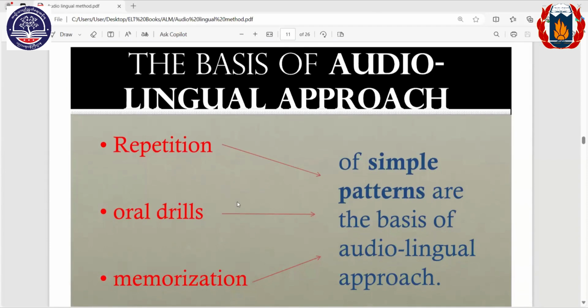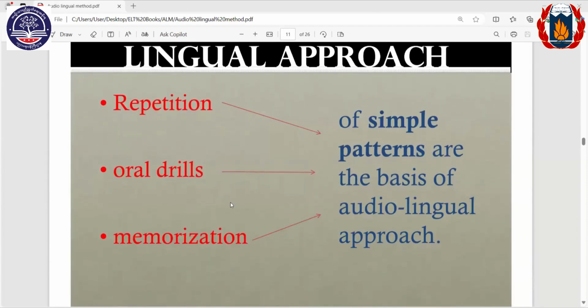That's why the basis is like the repetition and also oral drills and memorization play an important role. That's why students need to repeat again and again the patterns given by the teacher. And oral drills, firstly, the teacher will model and also they need to practice oral drills individually or in chorus, right? They also need to memorize patterns. So these are some basics of the audiolingual approach.